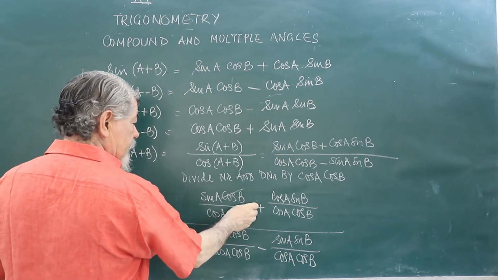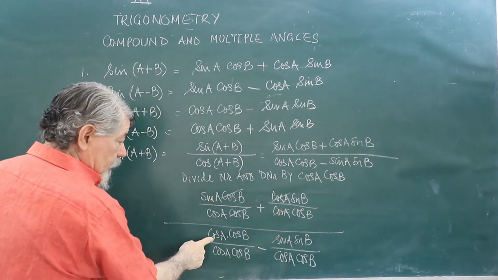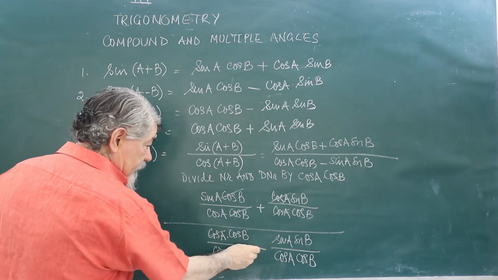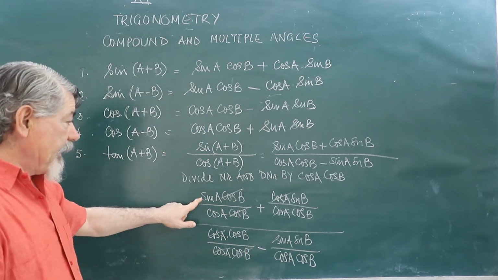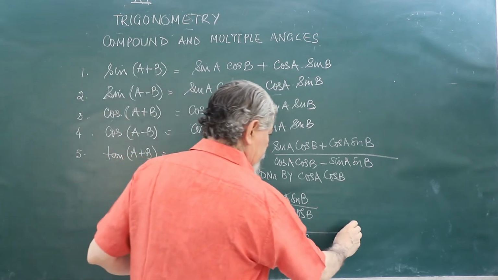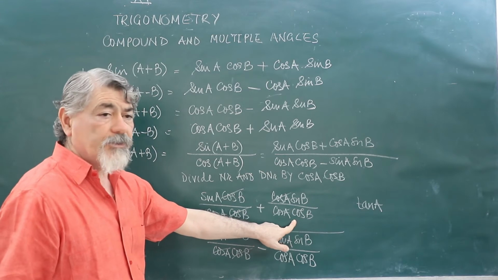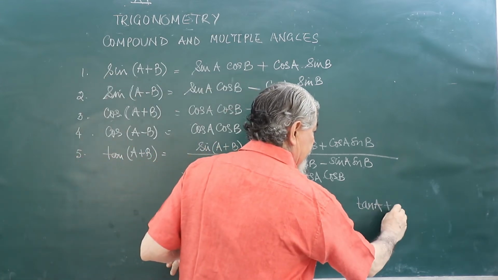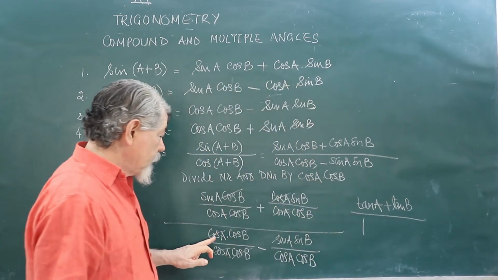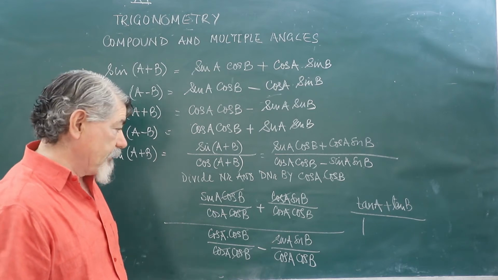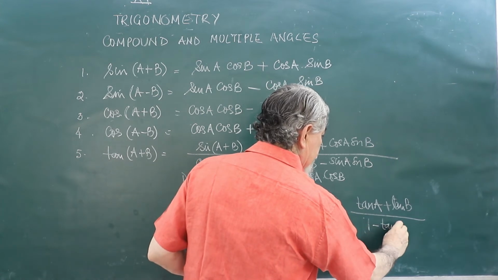Here cos B will cancel. Here cos A will cancel. Here cos A cos B will cancel. Here nothing will cancel. Sin A upon cos A is tan A. Sin B upon cos B is tan B. So the numerator is tan A plus tan B, upon 1, because cos A cos B divided by cos A cos B is 1, and minus tan A tan B.